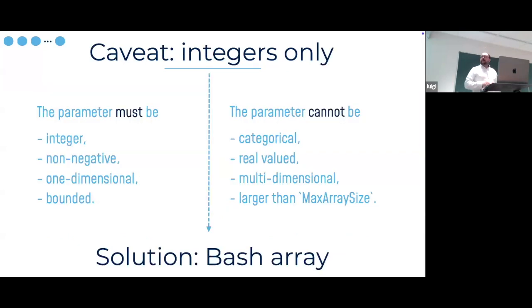So the major caveat is that the parameter array must be an integer, it cannot be negative, it's only one-dimensional, and it's bounded. Actually, there's a configuration in Slurm which specifies the maximum size for an array. And so this is an upper bound on the range of indices that you can specify in your array definition. Hopefully there's a solution for all these caveats.